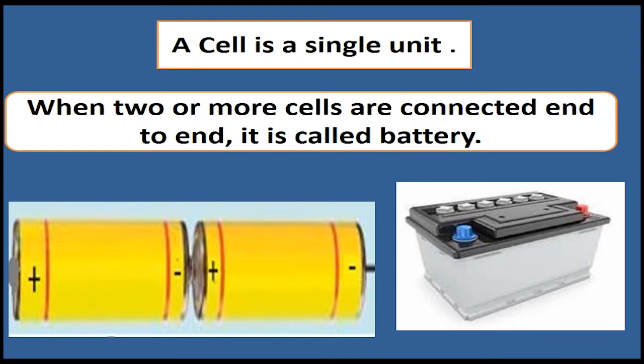A cell is a single unit. When two or more cells are connected end to end, that is, the positive terminal of one cell is connected to the negative terminal of another cell, it is called a battery.